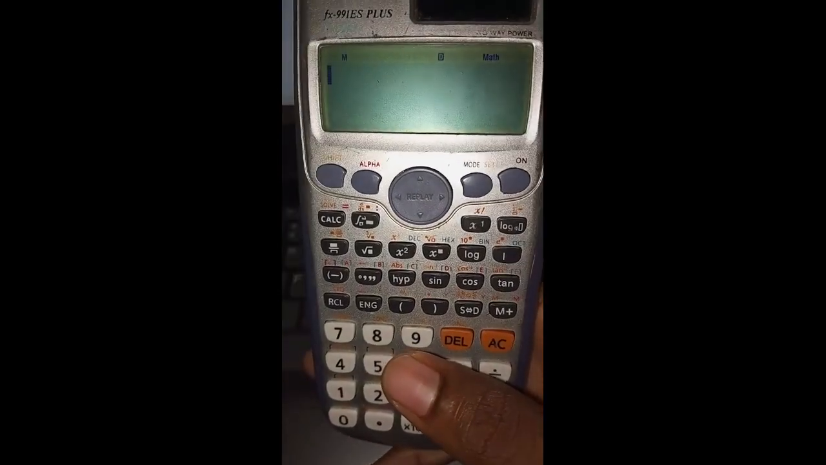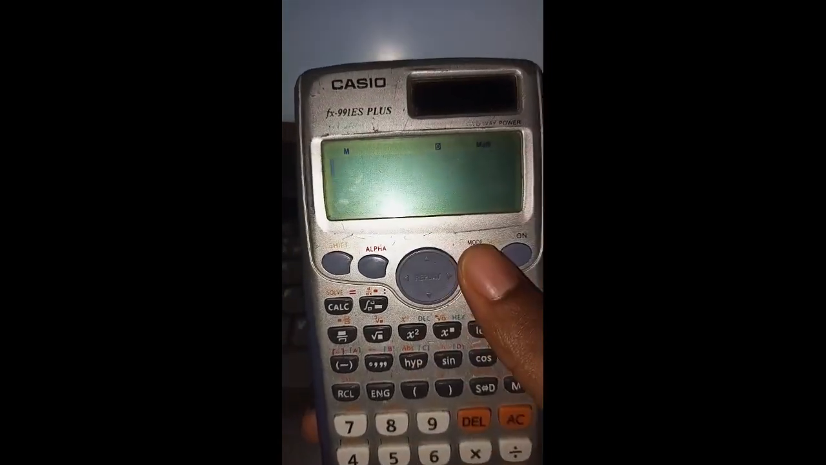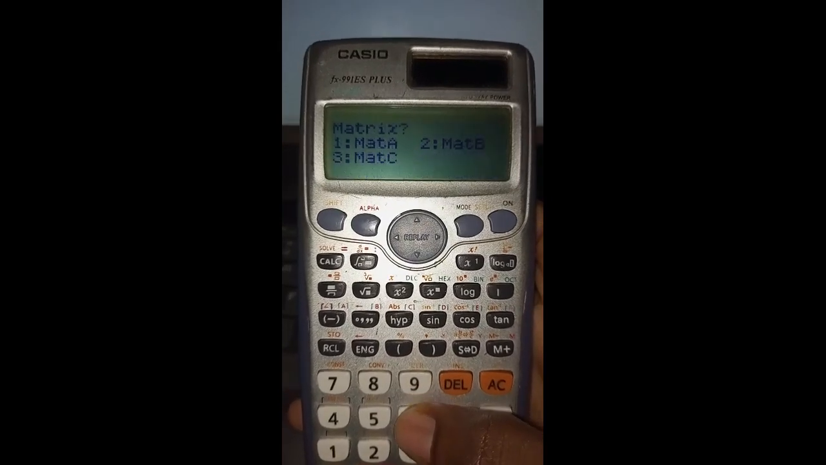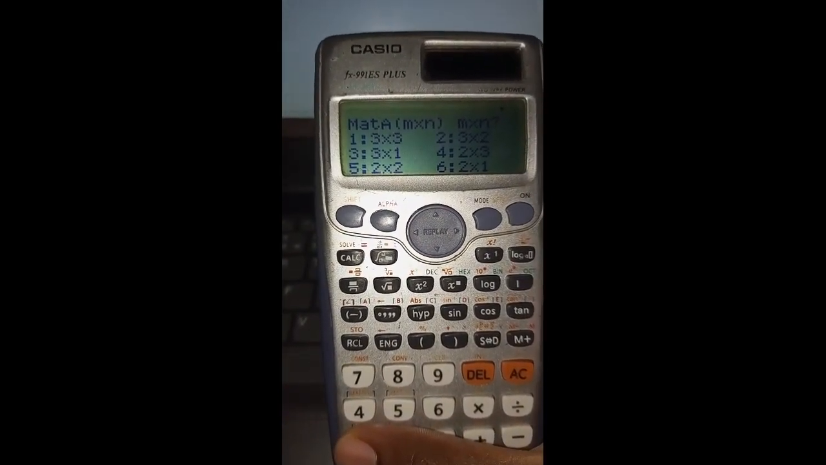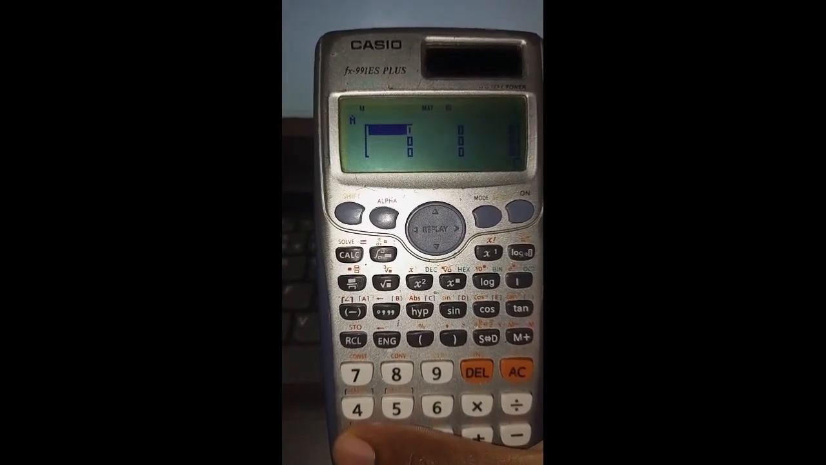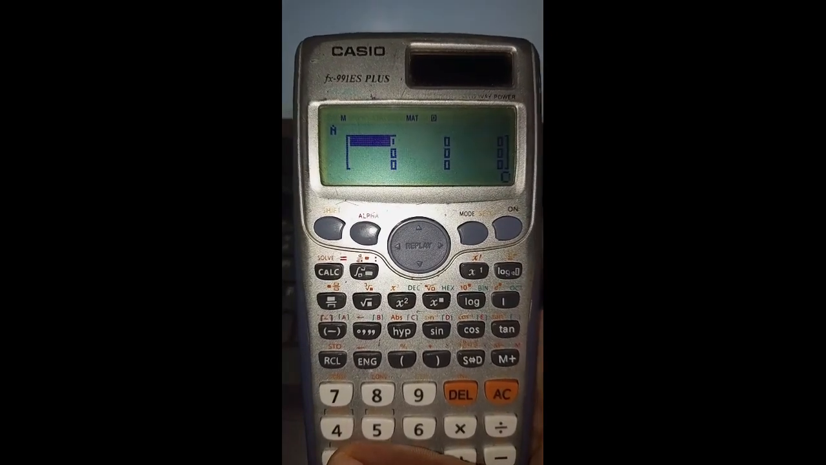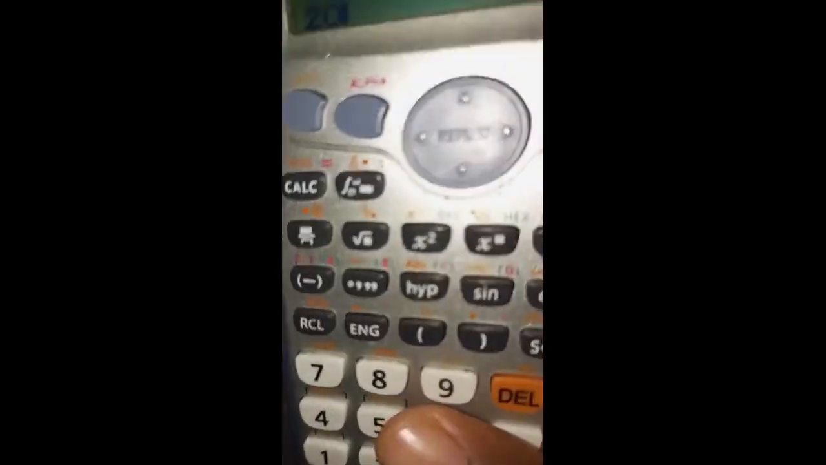Over here on our calculator, we are going to press mode, then again matrix, which is number 6, then choose matrix A, and then a 3 by 3 matrix for the diagonal matrix, so 1. Now you put in your values. We know that the values for D are 20. So let me do it here.